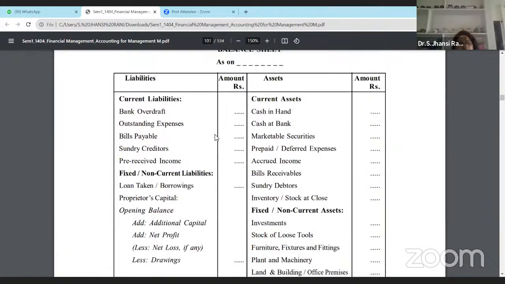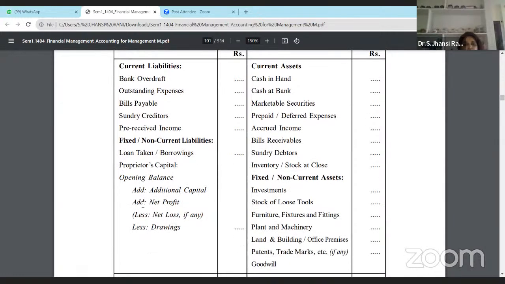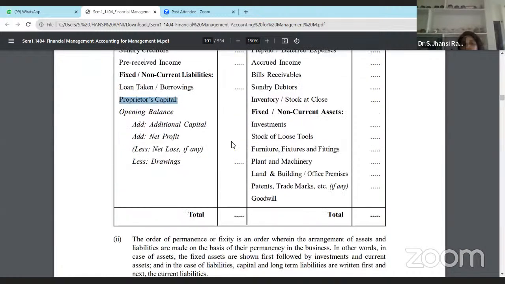So when we write whatever profit we get from the profit and loss account, you can just look here: add net profit or less net loss, or drawings which have been withdrawn by the owner for personal purposes. These should all be adjusted to the capital only, that is the proprietor's capital which has been brought by the owner. So this is how we prepare the balance sheet. Is it clear?